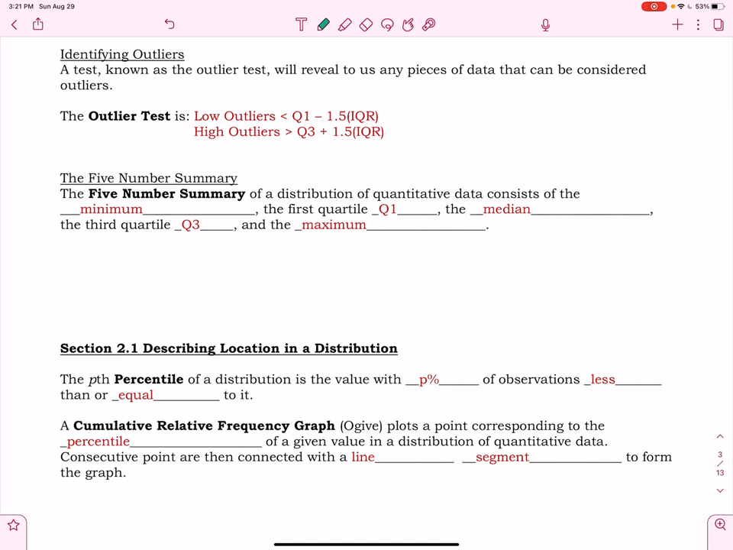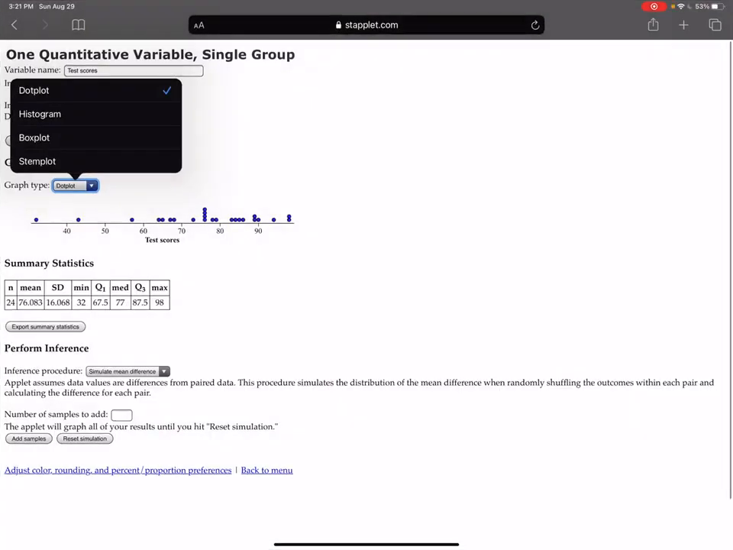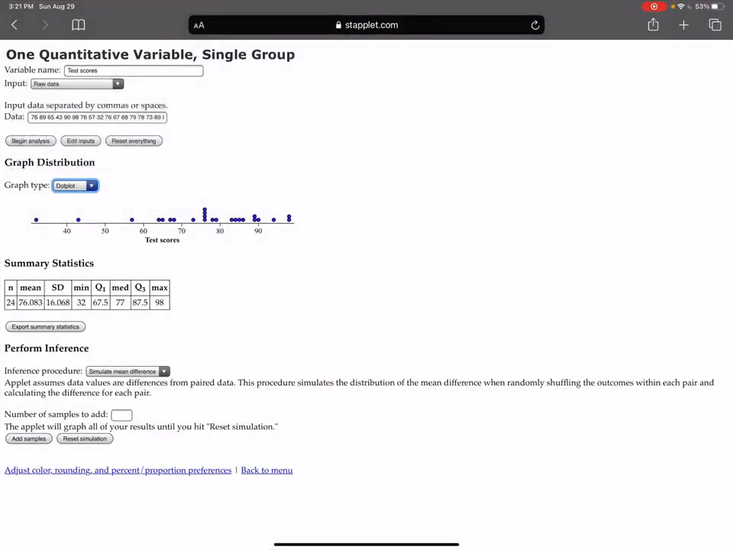Let me demonstrate what I'm talking about. I have a set of data here in Statplet, and I've just called this test scores. If you'll notice from the dot plot, I've got a lot of values up here above 60, but then I've got these three values that are a little bit lower. So I've got a low value at what appears to be 50 something, 57, and then I've got a value at 43, and then way down here I've got a 32. So it looks like the 32 might be an outlier. It actually looks like the 43 might be an outlier as well.